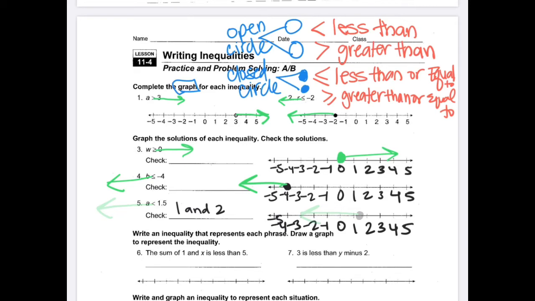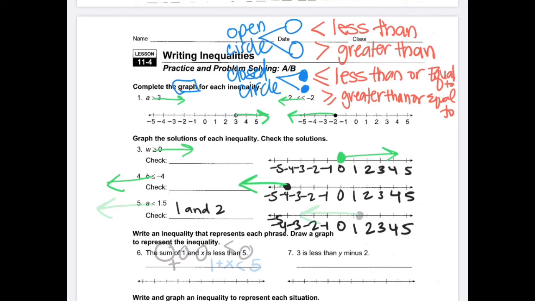Next, we have: write an inequality that represents each phrase, and then draw a graph. So the sum. Sum tells us that it's going to be addition. So I'm going to just put my plus sign right there to remember. The sum of 1 and x is less than, there's my less than symbol, 5. So I'm going to go ahead and write it out. 1 plus x is less than 5.